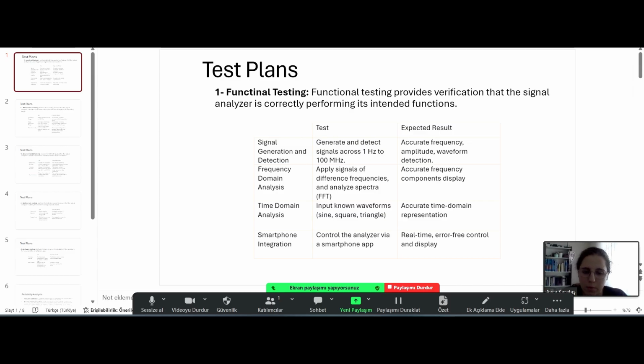I will explain the test planning and system reliability parts. Let's start test planning with functional testing first. Functional testing provides verification that the signal analyzer is correctly performing its intended functions.